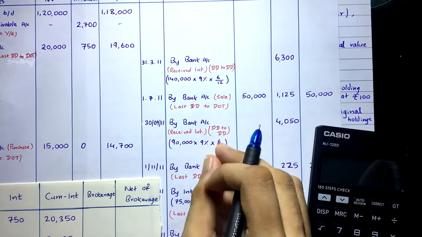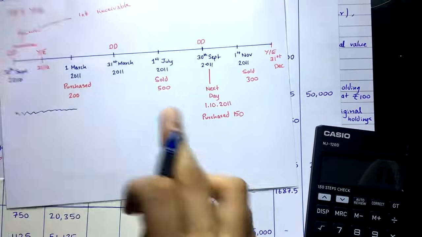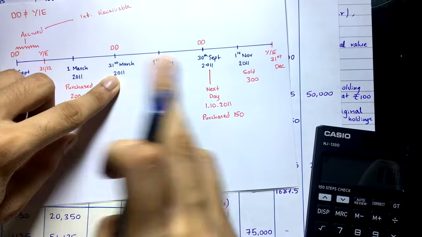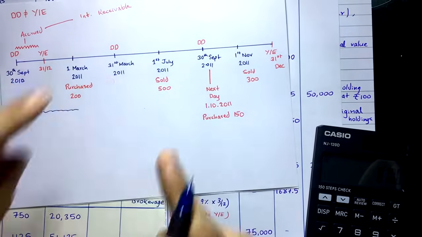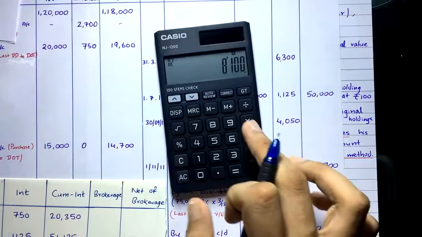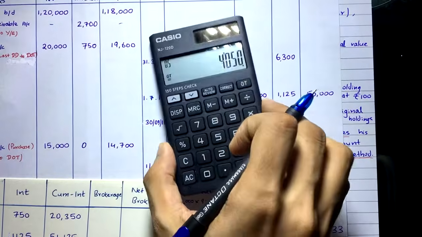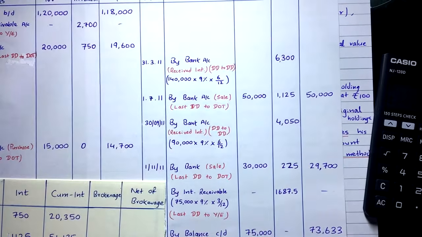So the calculation for that would be what? Due date to due date, isn't it? When was the last interest received? Here. So now here it is received after 6 months, isn't it? So due date to due date, this is the period you have to take into consideration, right? So into 6 divided by 12, 4,050. So this is what? 4,050. Clear? Easy? Yeah.